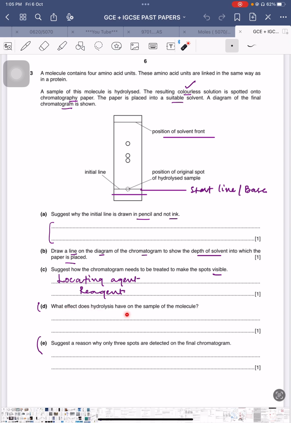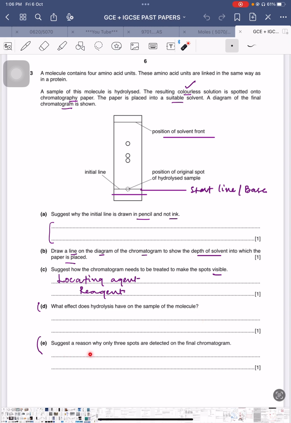Then, what effect does hydrolysis have on the sample of the molecule? This is not particularly part of your current syllabus, but let me inform you. I have told you earlier that hydrolysis is a process in which the protein will break up into its components. Amino acids are a specific type of molecule which attach with each other to make protein, and protein is the building block of our body, for example. So when protein is hydrolyzed, it turns into amino acids.